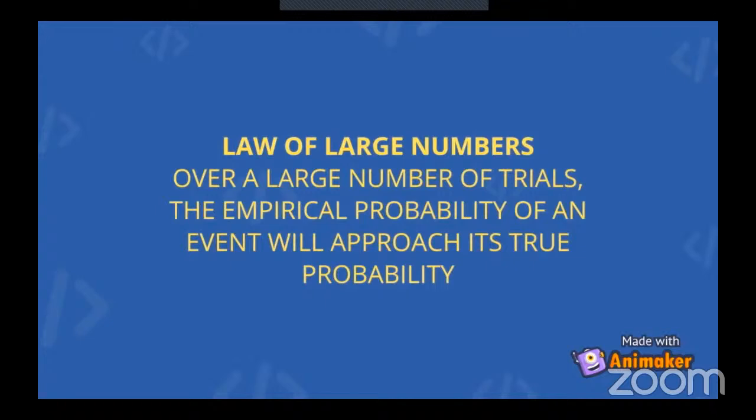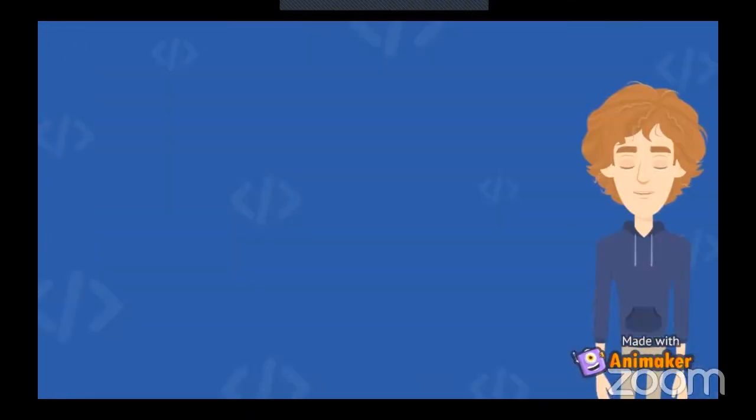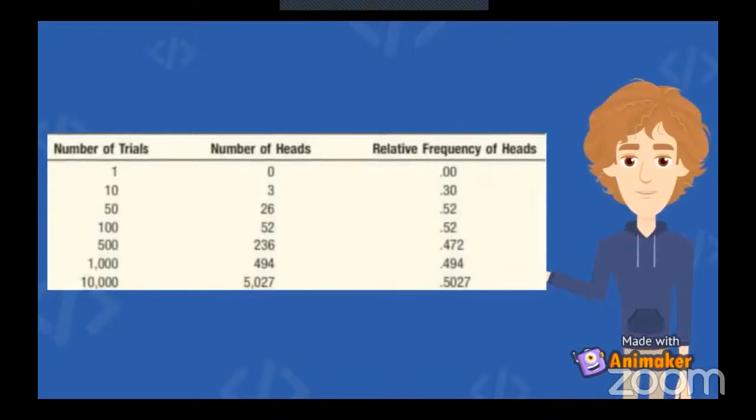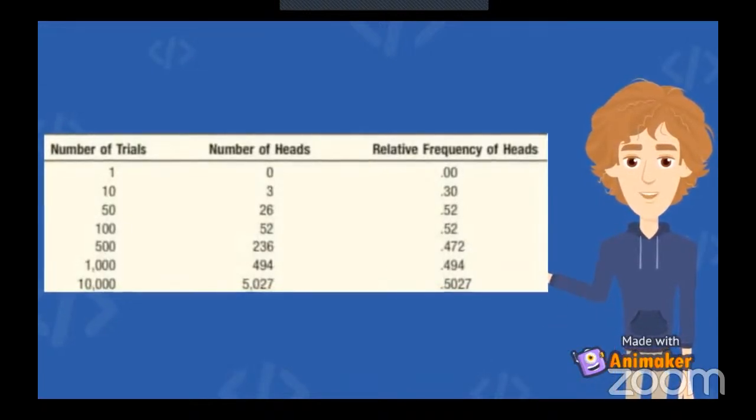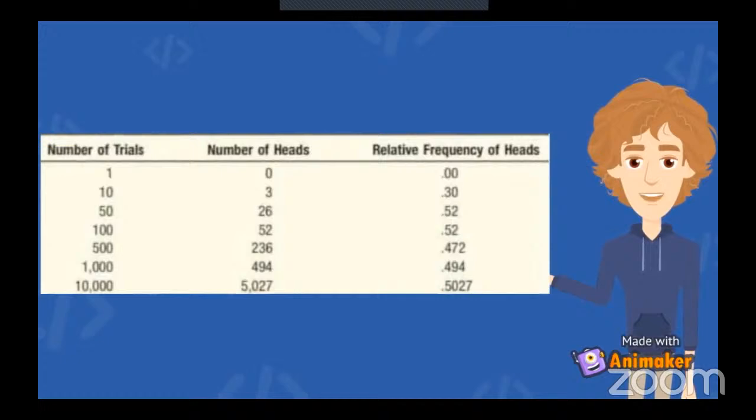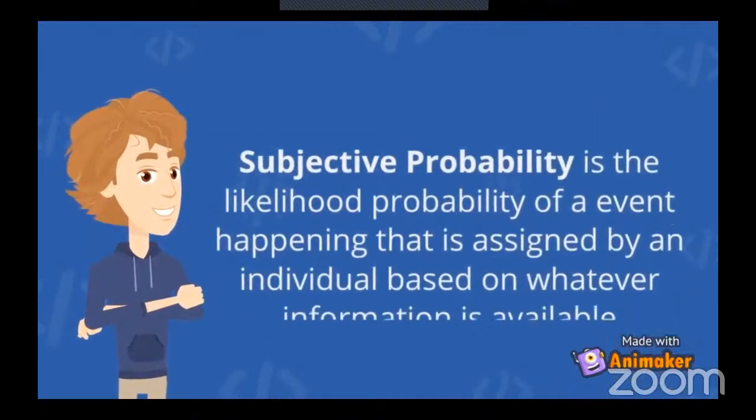If we were to flip a coin, the result of each toss is either a head or tail. With just one toss of the coin, the empirical probability for heads is either 0 or 1. If we toss the coin multiple times, the probability of heads will approach 0.5. The following table reports flipping a coin 1 to 10,000 times and then computing the relative frequency of heads. As we increase the number of trials, the empirical probability of heads appearing approaches 0.5, which is its value in the classical approach to probability.